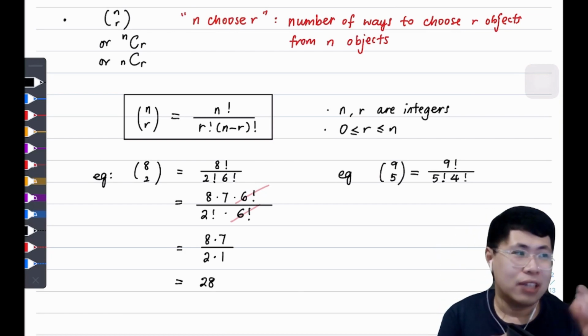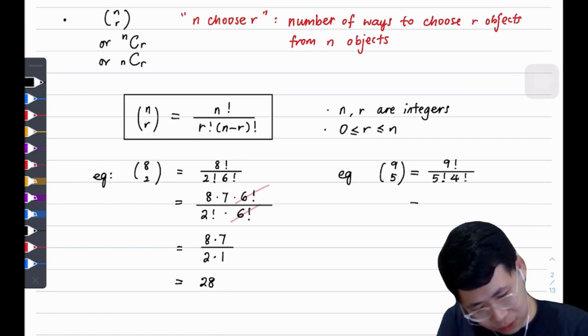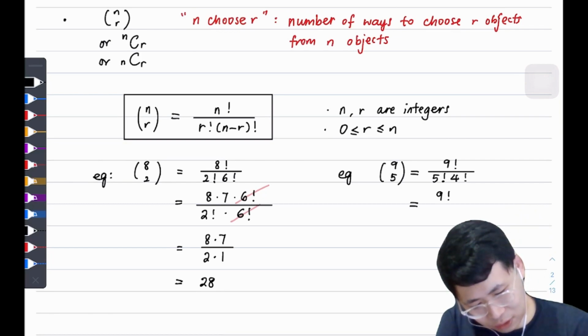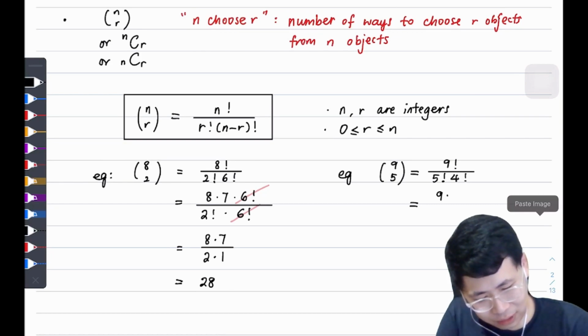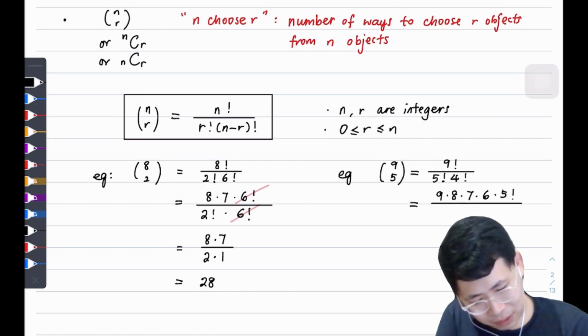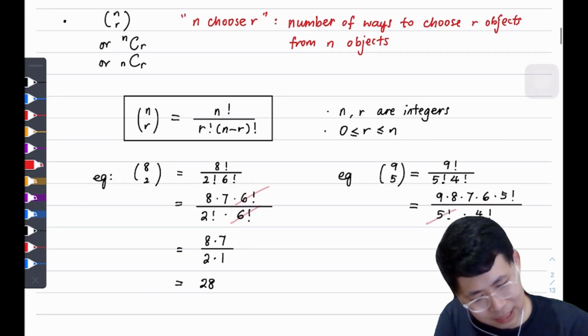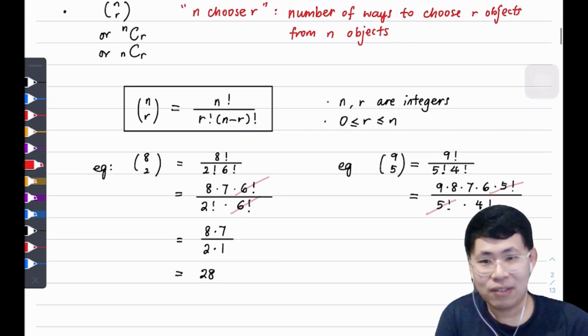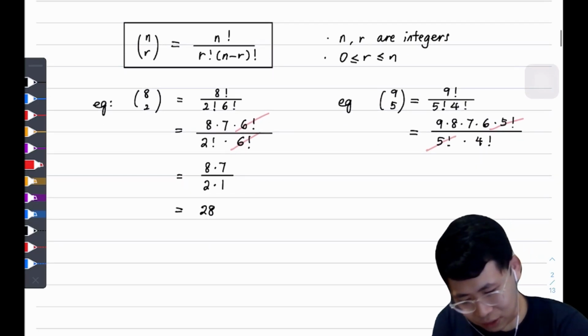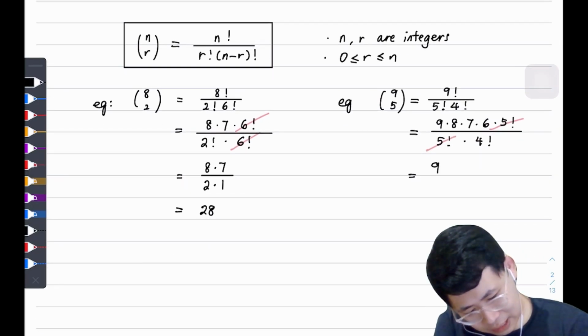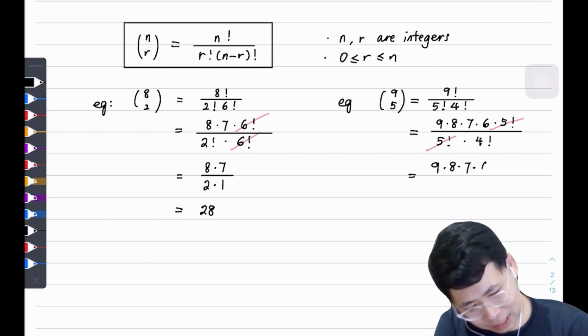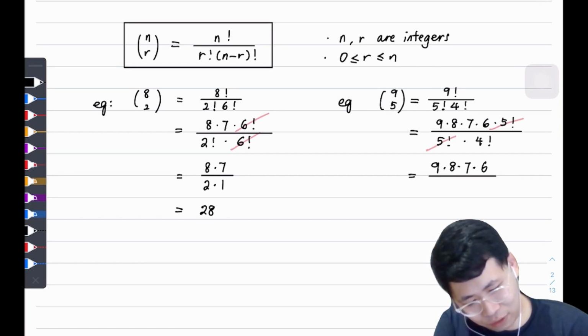Now for 9 choose 5, it will look something like this. It will be 9 factorial, so I'm going to count down: 9 times 8 times 7 times 6 times 5 factorial. Let me just divide off the big one. I have a 5 factorial in front and a 4 factorial behind, so technically I can just cancel the 5 factorial. So I have here 9 times 8 times 7 times 6 divided by 4 factorial.